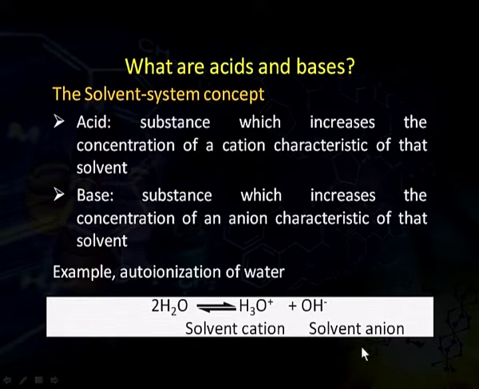So, according to the solvent system concept, whenever the concentration of solvent anion increases, it will behave as a base, while whenever the concentration of hydronium ion increases, it will behave as an acid. There are many other examples, which include ammonia, in which autoionization of ammonia takes place. All these come under the solvent system concept.